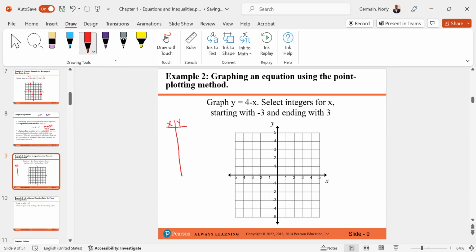In this example, they tell us to take x values from -3 to 3. That means each time we need to plug in that number for x to find y. For example, when x is -3, y would be 4 minus -3, which is 4 plus 3, which is 7. So we have a first point, (-3, 7).